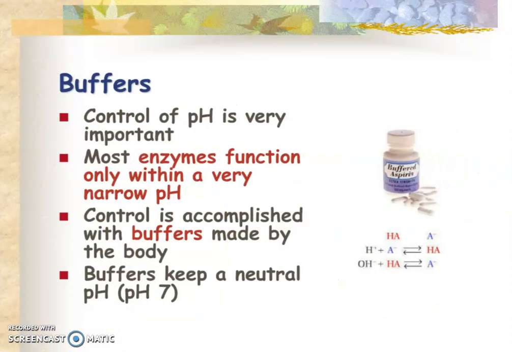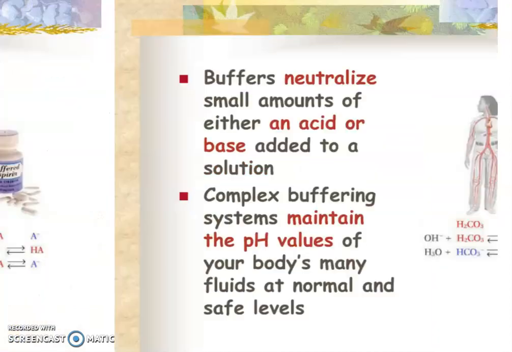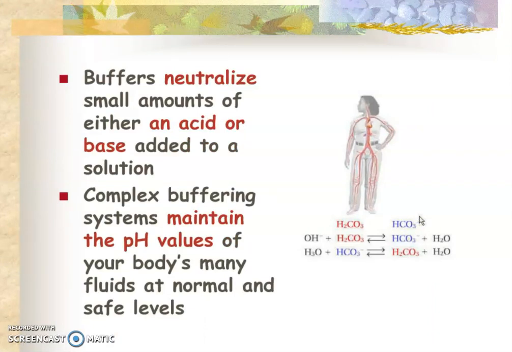What is a buffer? Control of pH is very important. Most enzymes function only within a very narrow pH range. So control is accomplished with buffers made by the body. Buffers keep a neutral pH equal to 7. You can see. A buffer neutralizes small amounts of either an acid or base added to the solution. So complex buffering systems maintain the pH value of your body fluids at a normal and safe level.